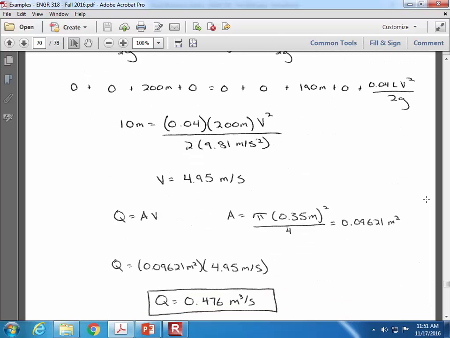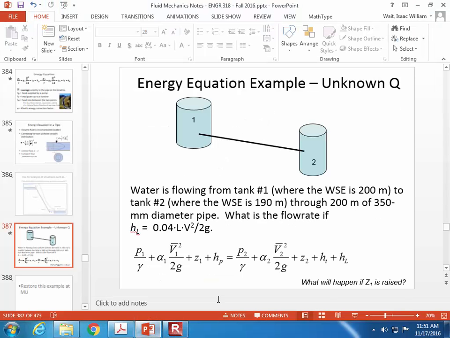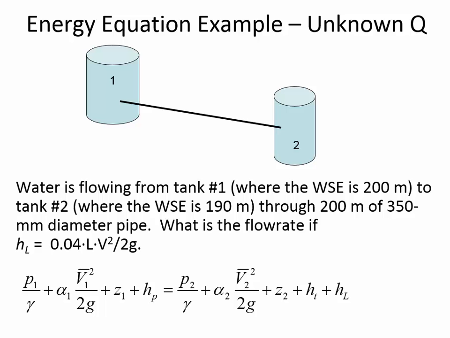So who got 0.476 cubic meters per second? All right. So let me ask you something. You found the flow rate for the given situation. Isaac, what would happen if you raised Z1? So let's say that you lifted the tank higher. What's going to happen to the flow rate?